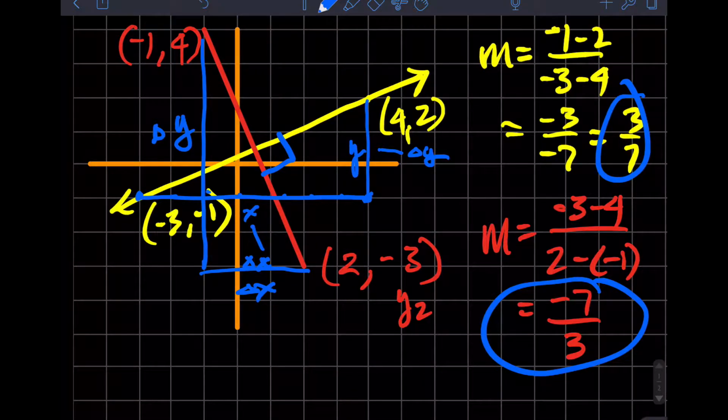And then it's going downward in this y direction. So this change in y becomes a negative number. And so that's why it works that way.